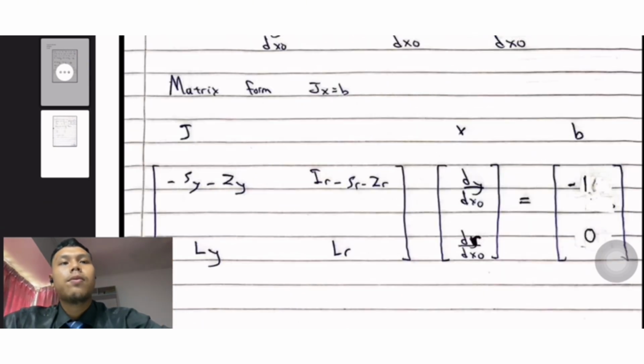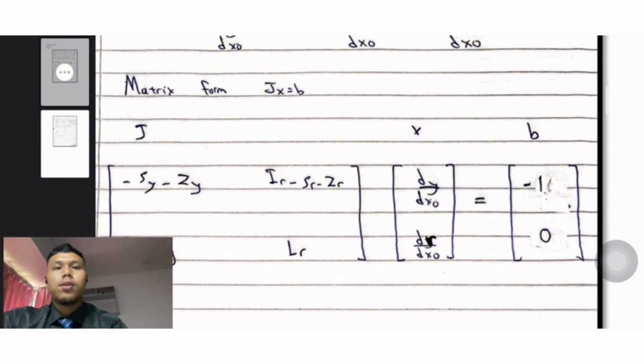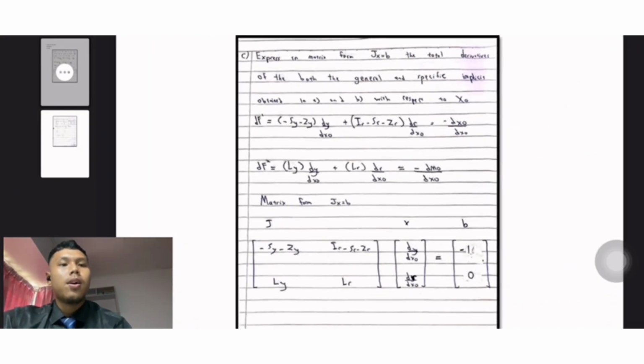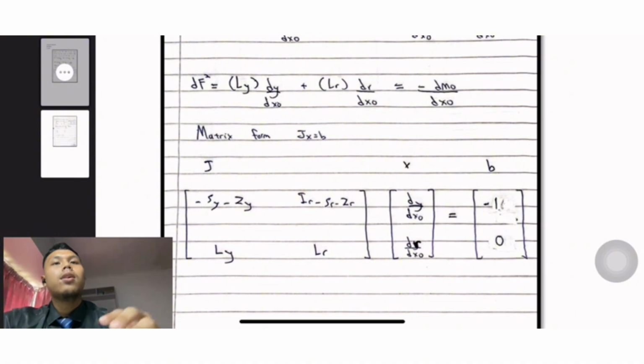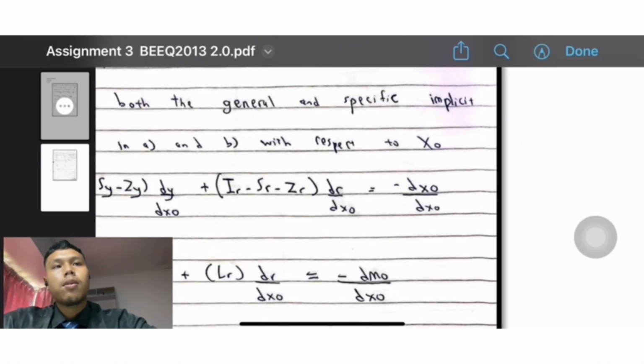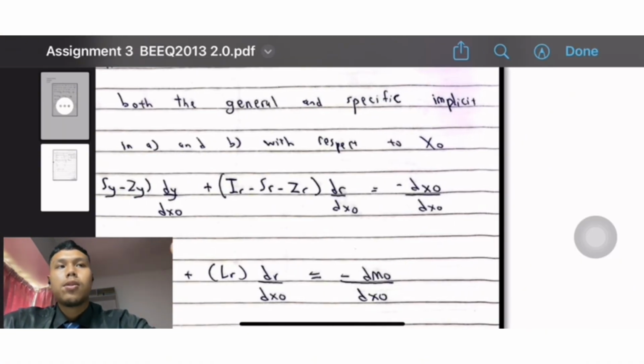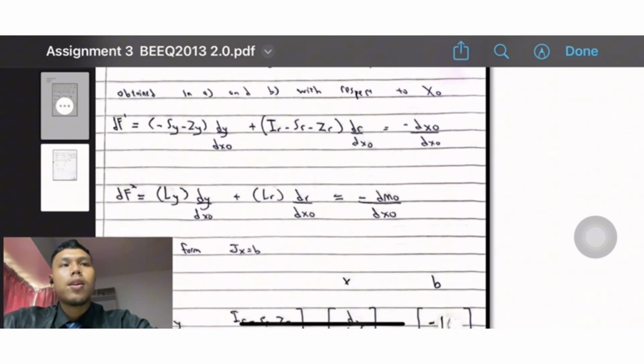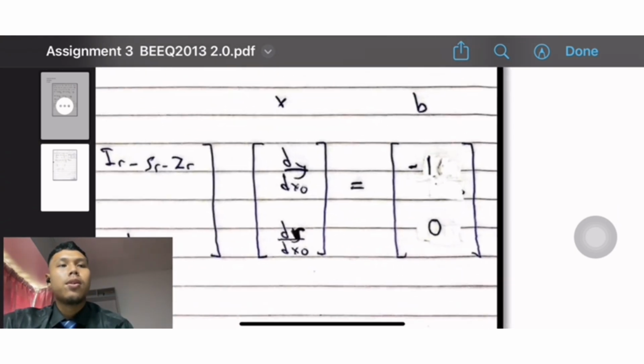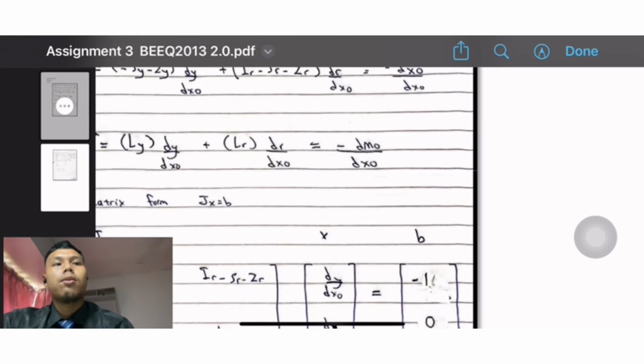And then for the matrix form of Gx equal to B, we have J: negative sy negative zy, ir negative sr negative zr, and ly lr. And then for our x, we have dy over dxo, and at the bottom we have dr over dxo. So our B, the final part, is negative 1. How do we get negative 1? We will look back at the negative dxo over dxo. We can simplify it and we will get negative 1. And then for 0 right here, we will get from negative dmo over dxo.